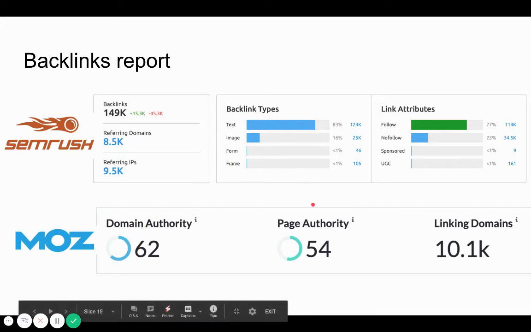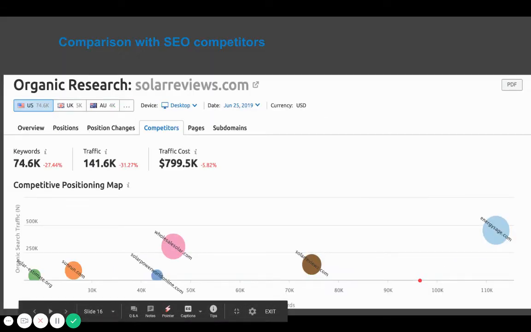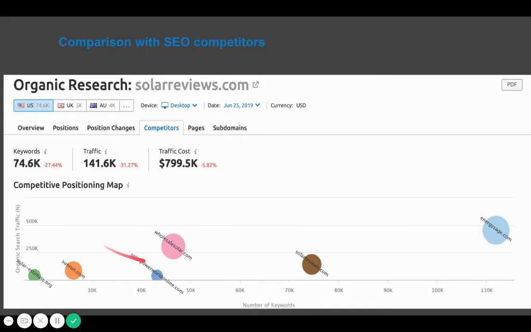In terms of backlinks, you can see that they are getting more than 10,000 links from 10,000 websites, and many of them are media publishers, like CNBC, CNN, those big guys. So quite remarkable. And compared with their SEO competitors, they have left their competitors far behind.